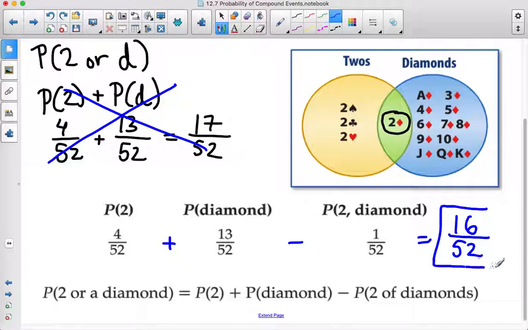So if I have events that are not mutually exclusive, how does the formula change? Well, I still add the 2 original events, but I need to subtract off where they overlapped, where I could have gotten a 2 and a diamond.